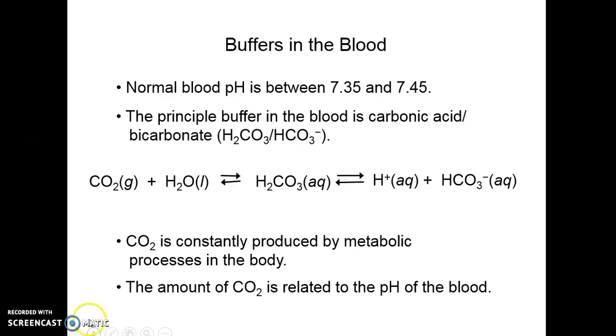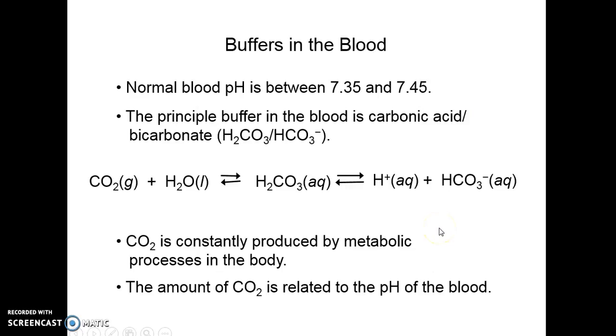Carbon dioxide is produced in huge quantities by your muscles and other metabolic processes. As soon as it's formed, there is an enzyme that will cause it to change into carbonic acid, and then carbonic acid rapidly will dissociate to protons and bicarbonate. We can actually skip this intermediate and just look at the equilibrium between carbon dioxide and water and protons and bicarbonate. The amount of carbon dioxide, therefore, controls the pH of your blood.